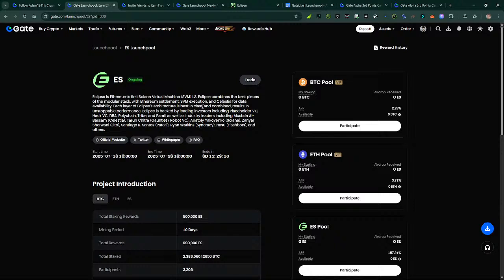especially the Candy Drop one, which is for the traders. But for Launchpool and holder airdrop, you just have to hold. Either you have to hold or stake.